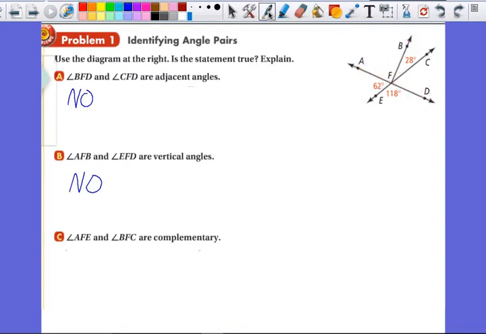For angle AFE, we have this angle. And for angle BFC, we have this angle. They're asking if they are complementary. Well, complementary, if you remember, says they add up to 90 degrees. If I take 62 and add 28 to it, we do get 90 degrees. Therefore, yes, they are complementary because they add up to 90 degrees.